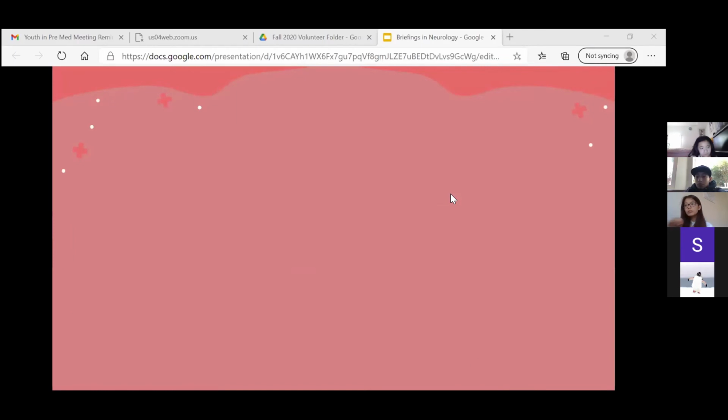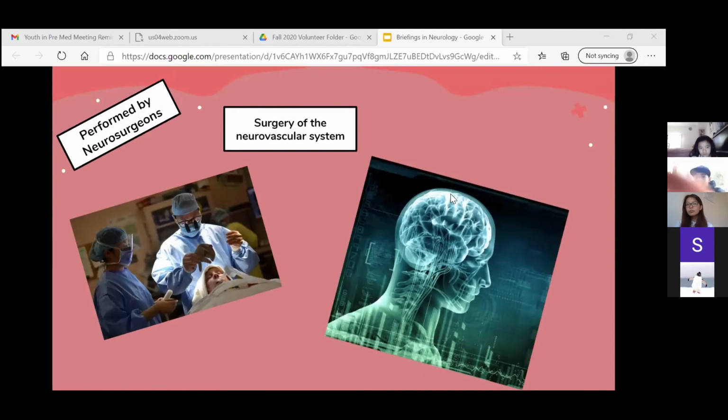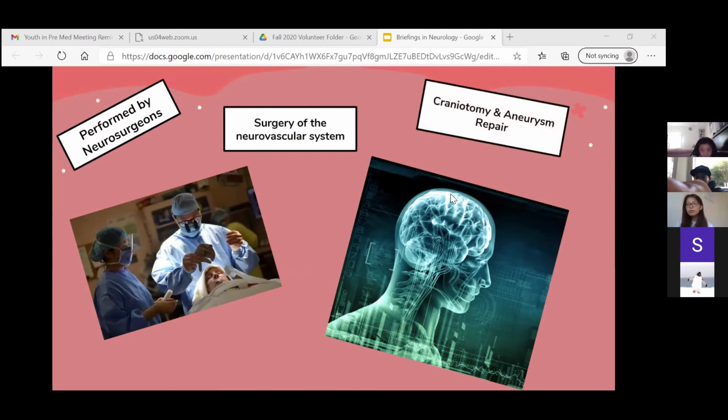Our next topic is neurosurgery. Neurosurgeries are performed by neurosurgeons. It is surgery involving the nervous system, which includes the brain, spinal cord, central and peripheral nervous system, and the cerebrovascular system. There are numerous procedures and surgeries performed by neurosurgeons. We will be going over two of them: craniotomies and aneurysm repairs.